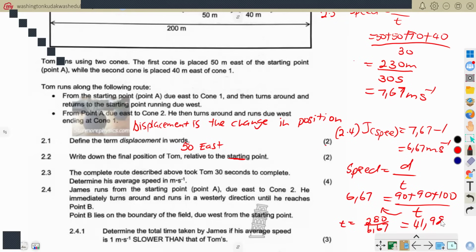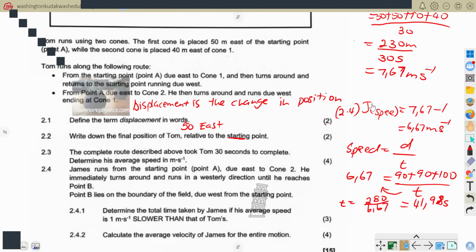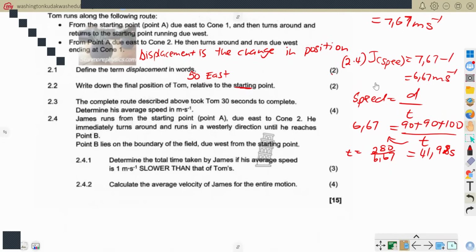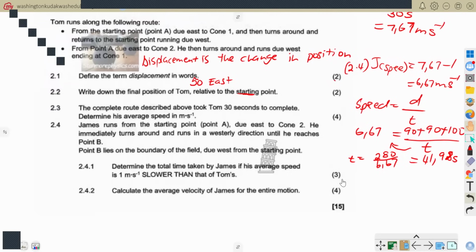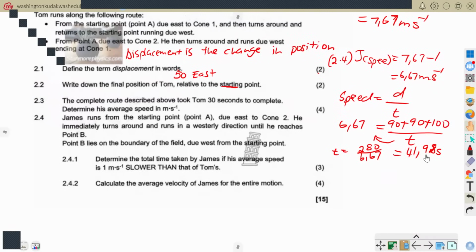41.98 seconds. So that was the total time that James actually took to run that distance. So we are saying that our total time taken was 41.98 seconds. Now they are saying calculate the average velocity of James for the entire motion. You now have the time taken by James, which is 41.98 seconds.